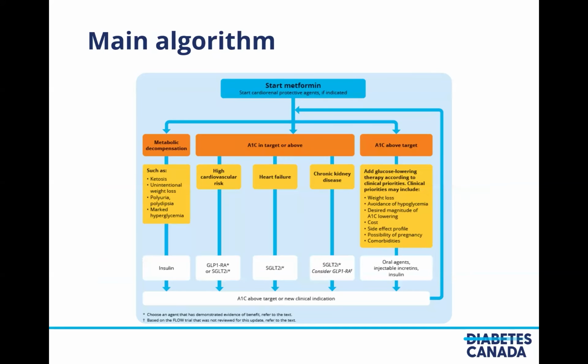This is the main figure from the guideline that shows the main algorithm for the management of type 2 diabetes in adults and the recommendations for different patients about what agent to use. This is really a sort of a pictorial version of what the individual recommendations go through, and I'll be going through the recommendations later on in detail.